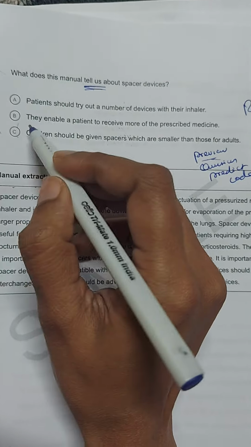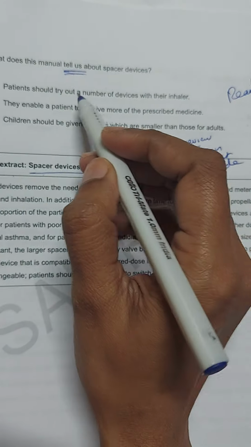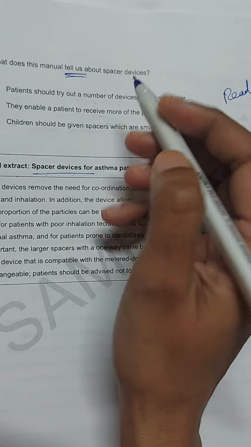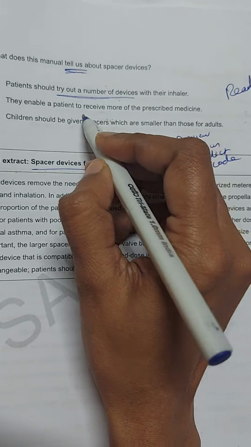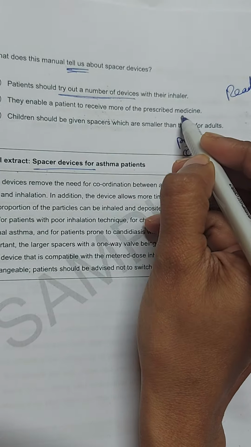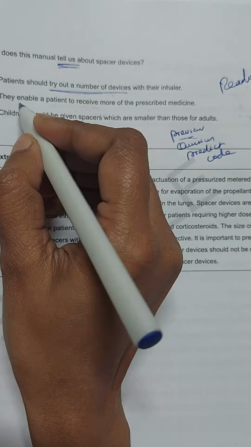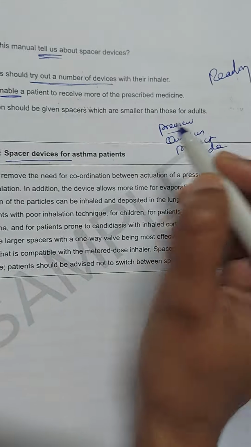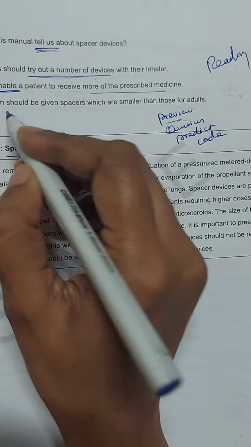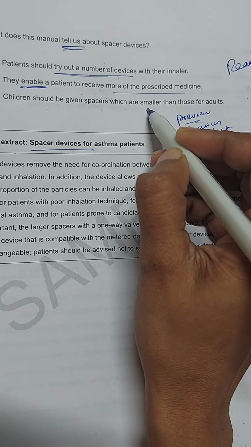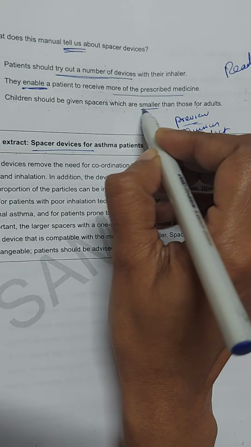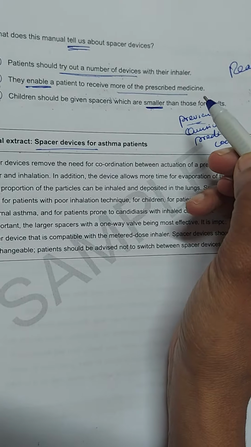If you see A, B, C option, patient should try out a number of devices. So try out number of devices, this is my keyword. They enable a patient to receive more of prescribed medicine. So mainly it helps to receive more prescribed medicine. Then children should be given spacers which are smaller than those for adults. So they mention like smaller, okay, for children.